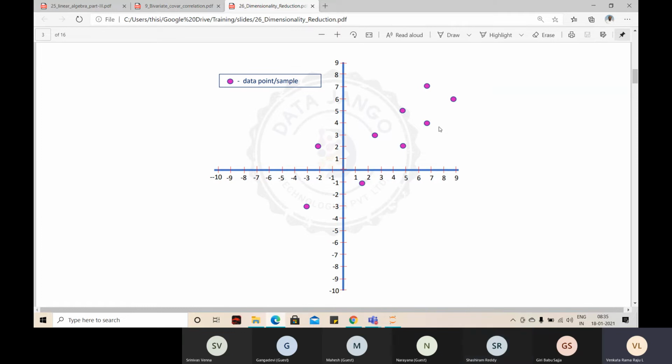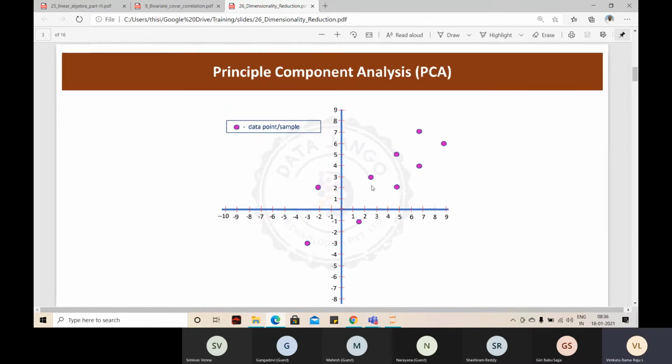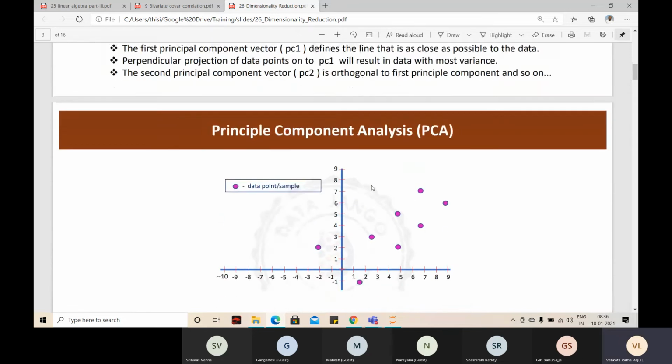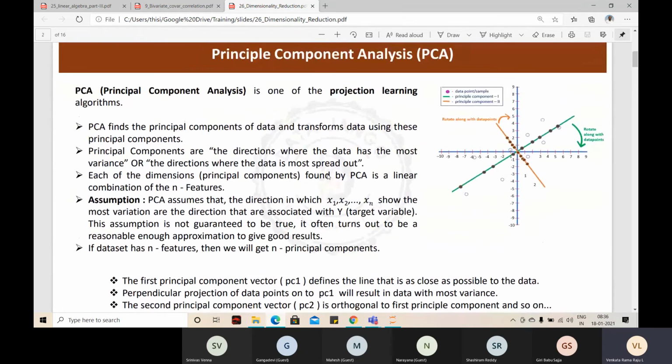When data is strongly correlated in a direction, it will form a straight line. If x is 1, y is 1, x is 2, y is 2, x is 3, y is 3, x is 4, y is 4, it forms a straight line. Strongly correlated, same value: X and Y have the same value. Got it? So in this direction it is strongly correlated.